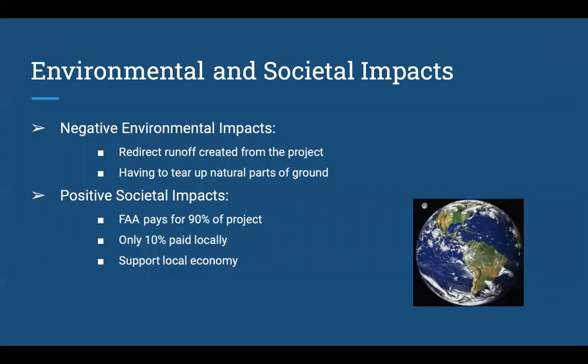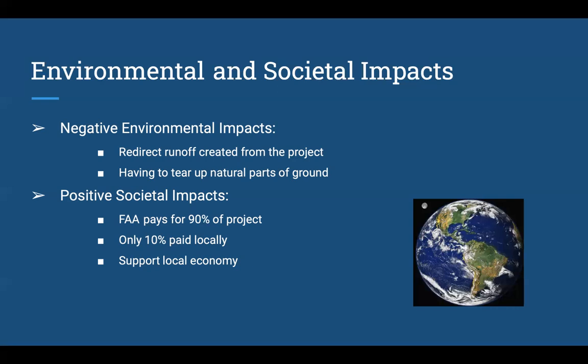So part of this project is that we wanted to look at the environmental and societal impacts. We did find that there are a few negative environmental impacts due to the hard surface. Any rainfall and precipitation will have to be redirected to the edge of the pavement, and we will accommodate that with a slope, and then that water will be allowed to percolate back into the ground. And then of course, unfortunately, we will have to tear up some of that topsoil, that dirt, in order to expand the turnarounds.